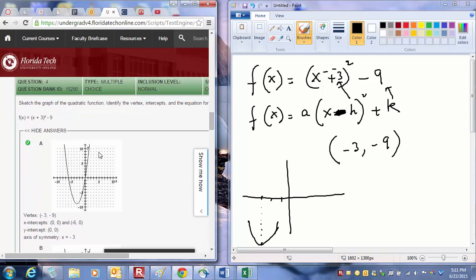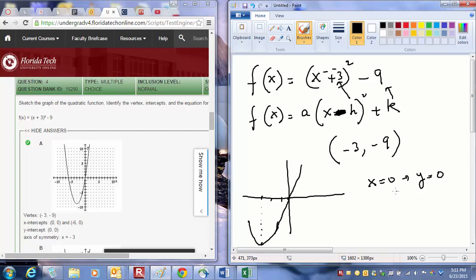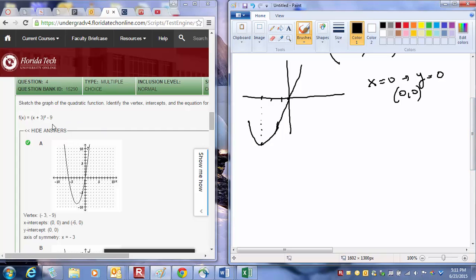What we can do also is find the x-intercept and the y-intercept. So put x equals 0. If you put x equals 0, you will find the y-intercept. Y would be 0 plus 3 quantity squared, that would be 9, minus 9, 0. So the y-intercept is going to go through the origin here. So that's 0, 0.